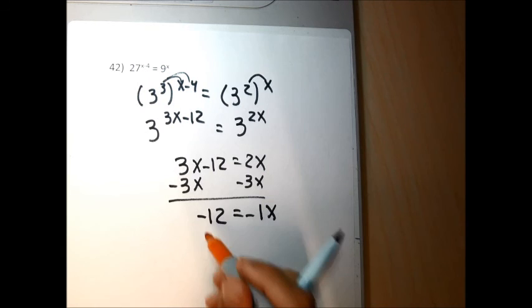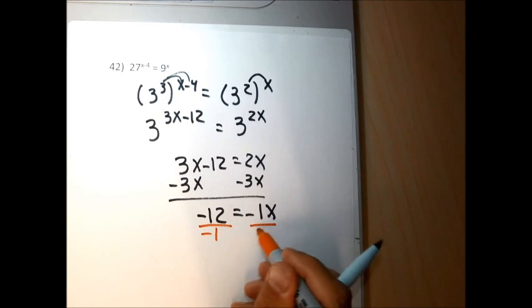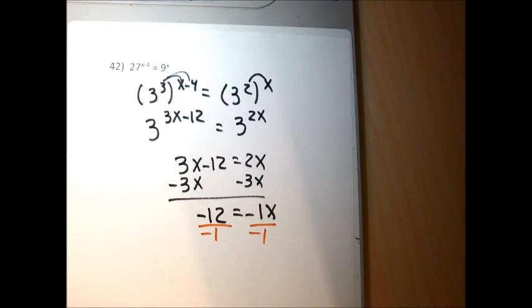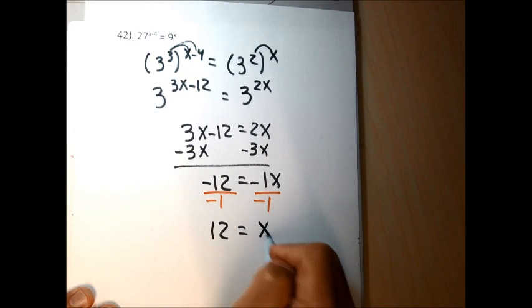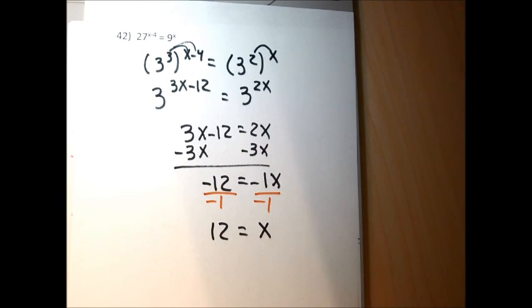I need to finish this up by dividing both sides by a minus 1. On the left side, the 2 minuses cancel. I get a positive 12. Similarly, on the right side, the 2 negatives cancel and I get a positive x, and that's my answer to 42. That's the end of the review.